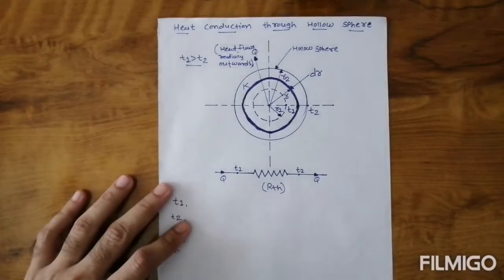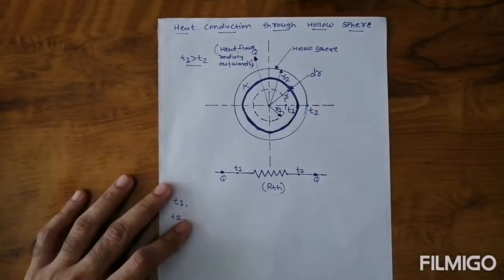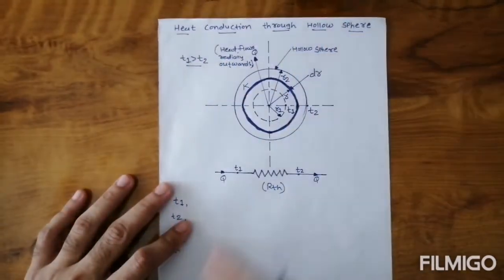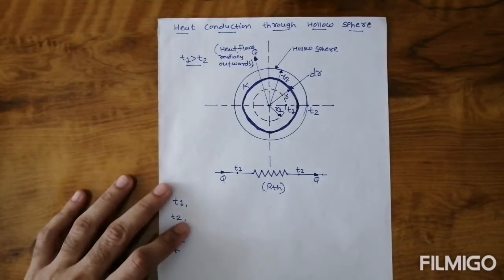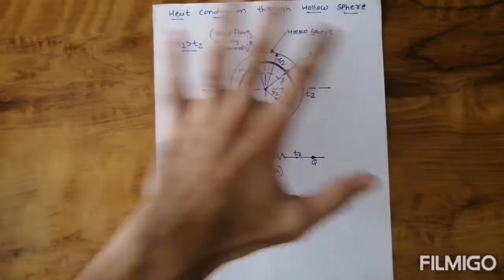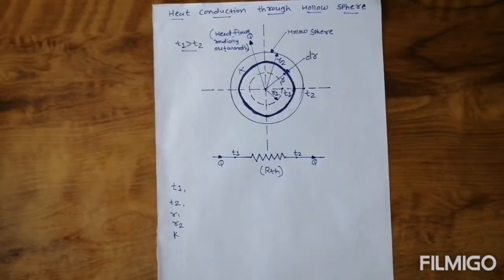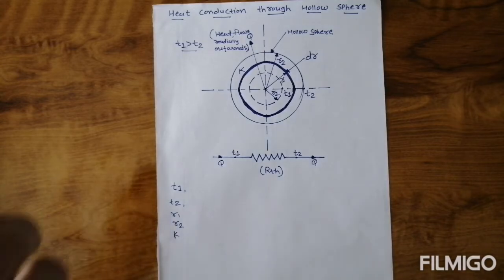We are going to derive it. First of all we are going to derive the heat conduction through the hollow sphere, and then after that we are going to discuss the resistance of the hollow sphere. Now, the schematic diagram is clear. Now how can we start this theory?